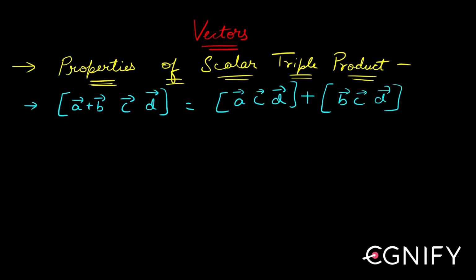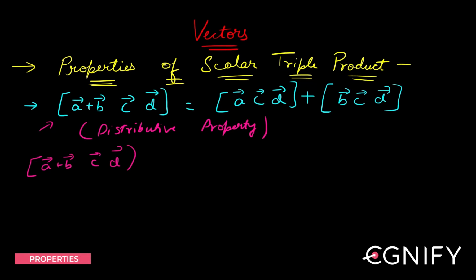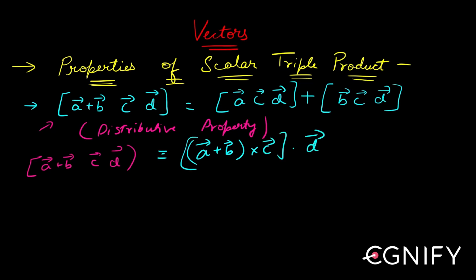So this next property is a sort of distributive property. I would like to give the name distributive property to it. Just like your dot product and your cross product, even your scalar triple product holds this distributive property. And this property is not very difficult to prove, because box A plus B, C bar, D bar, you can write as A plus B cross C bar dot D bar, right?